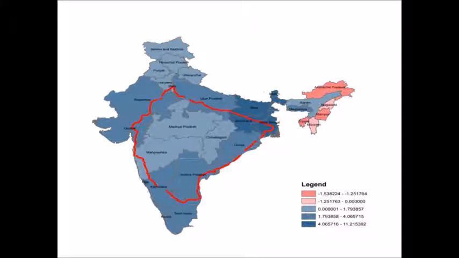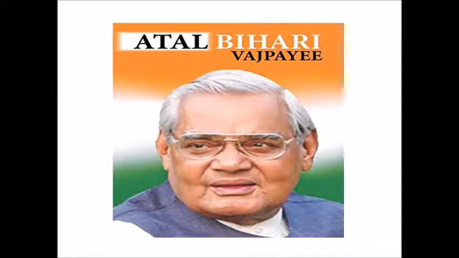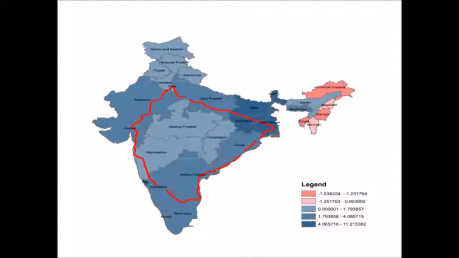Golden Quadrilateral Project, which was started by our former PM Shri Atal Bihari Vajpayee in the year 1999. It is a national highway network connecting most of the major industrial, agricultural and cultural centers of India to reduce distance and time and build faster road connectivity. This project was completed in the year 2006.